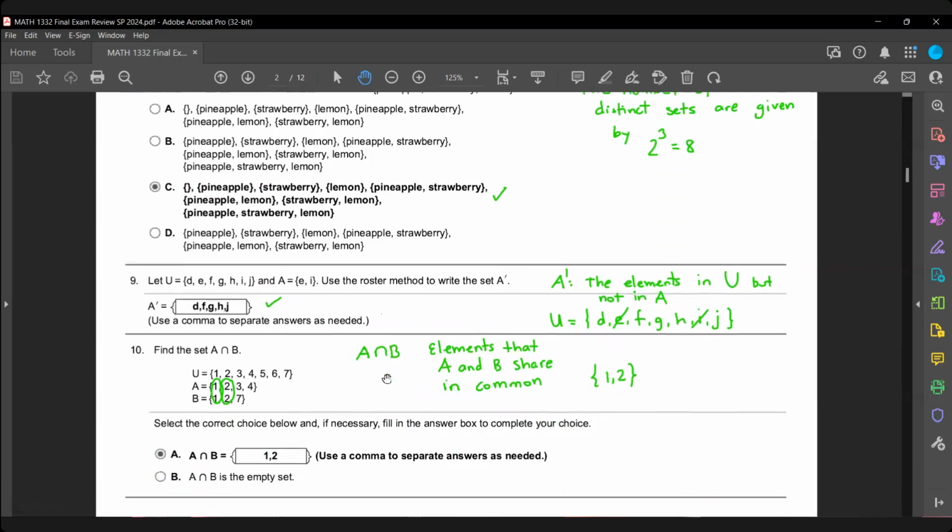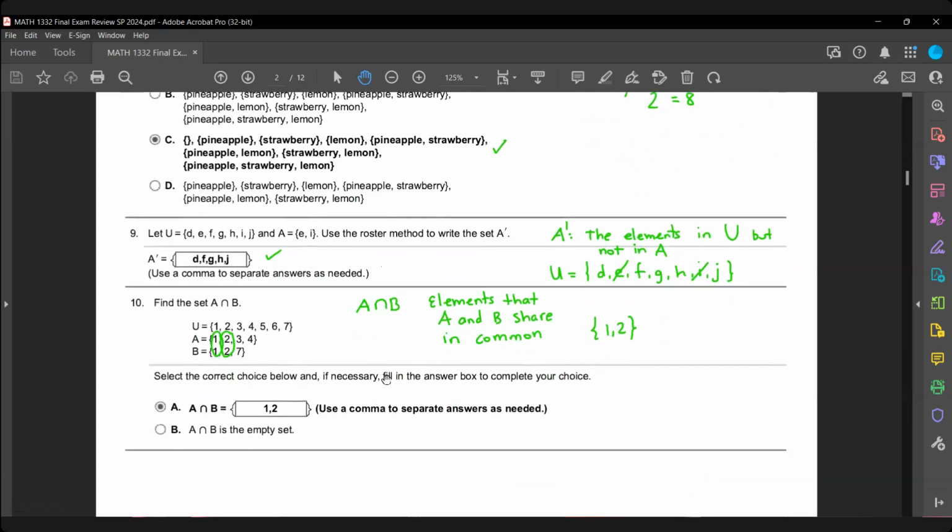In example 10, they want us to find this operation. What is this operation? That is the intersection of 2 sets. What does that mean? It means that we are going to compare both sets and write the elements that they share in common. I've done that here. The elements that A and B share in common are the elements 1 and 2.